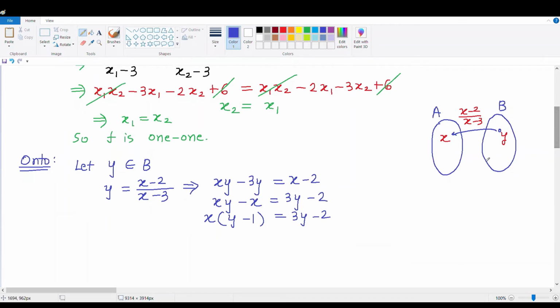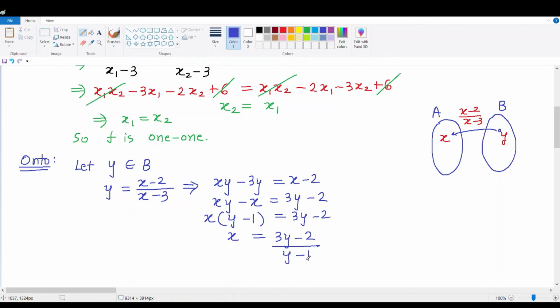Now still I want to solve for x, so I want my equation looking like x equals. So what am I going to do? I'm going to divide both sides by y minus 1, or I can say I'm sending y minus 1 here in the denominator. So x equals (3y minus 2) over (y minus 1). So we got our x.